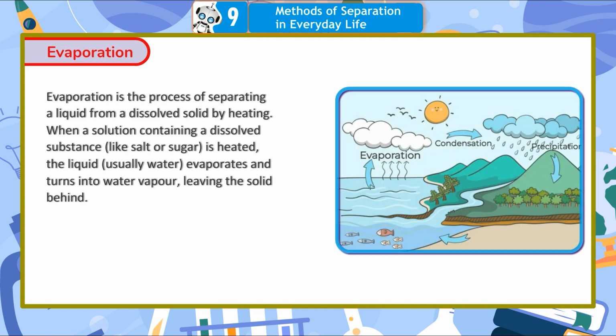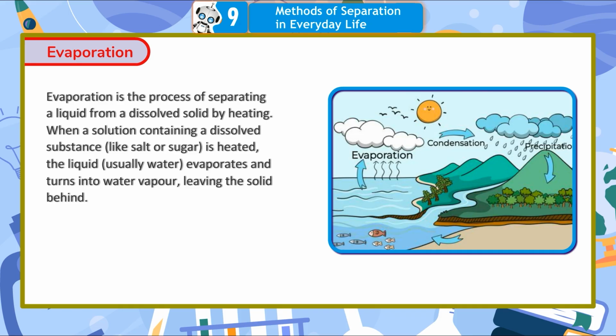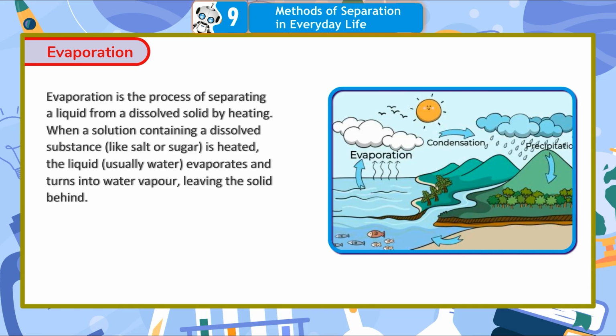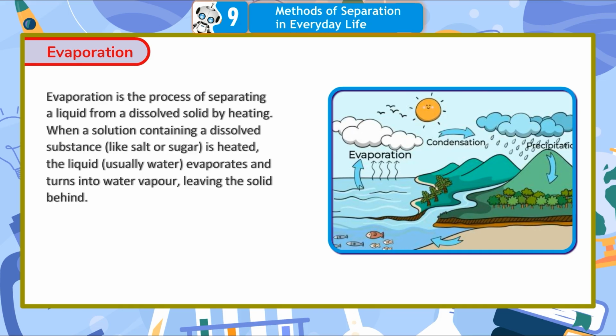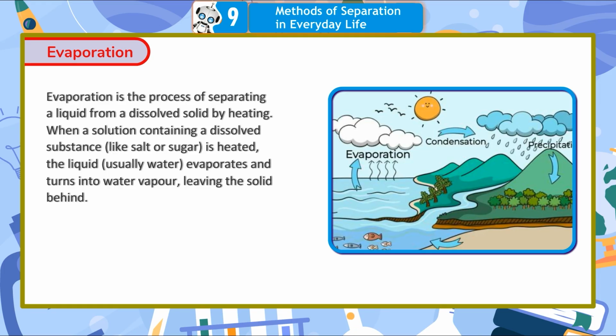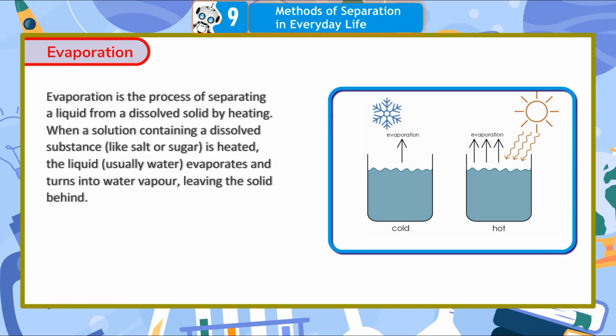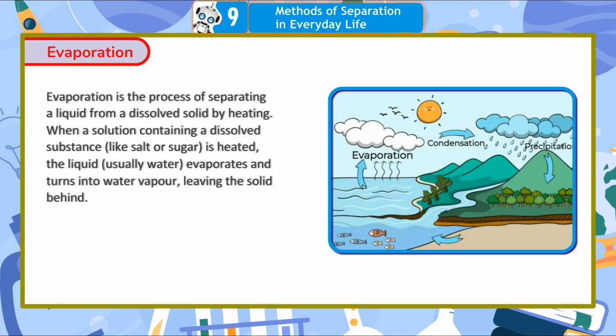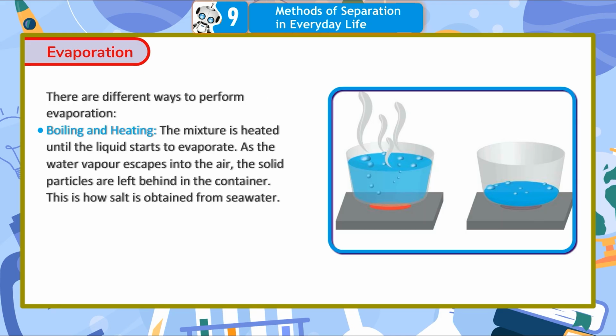Evaporation. Evaporation is the process of separating a liquid from a dissolved solid by heating. When a solution containing a dissolved substance like salt or sugar is heated, the liquid, usually water, evaporates and turns into water vapor, leaving the solid behind.